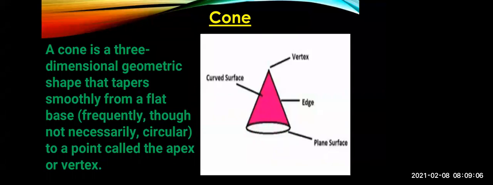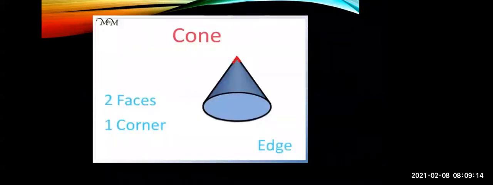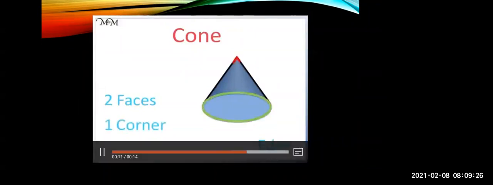Now we'll see how many edges and how many faces there are in a cone. First, let's see the cone. Let's see the faces, 1 and 2. So there are two faces.